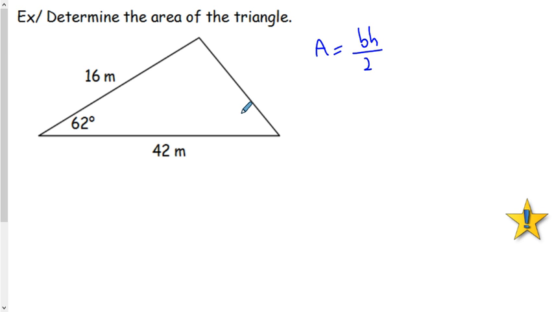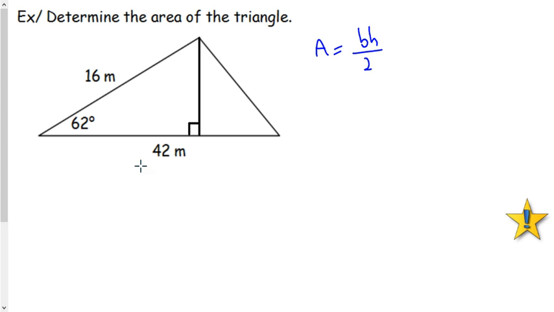So which of those do I know? I know the base, it's 42. So that's good, but I don't know the height. Now remember, the height has to come from the peak straight down and hit the base at a 90-degree angle like that. And it's going to be 90 degrees on both sides, but I'll just draw it on one side because we know it's going to be 90 on the other as well.